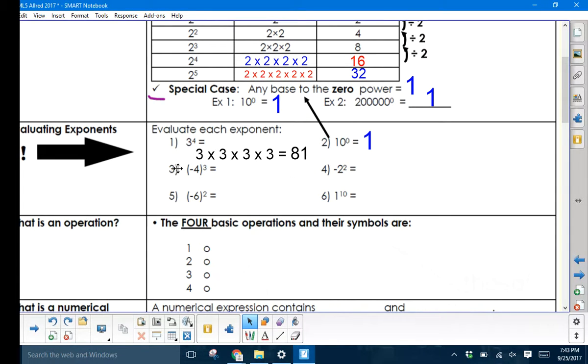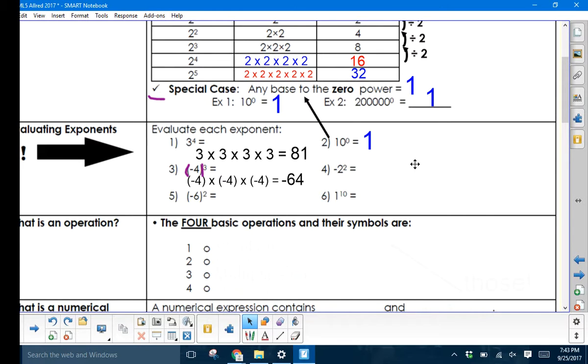And negative 4 to the 3rd power. Please note that this negative 4 is in parentheses, like we talked about yesterday in class. Because it's in parentheses, that means I need to include that negative sign each time I multiply it by itself. So we do negative 4 times negative 4 times negative 4. Negative 4 times negative 4 is positive 16, but positive 16 times negative 4 would be negative 64.